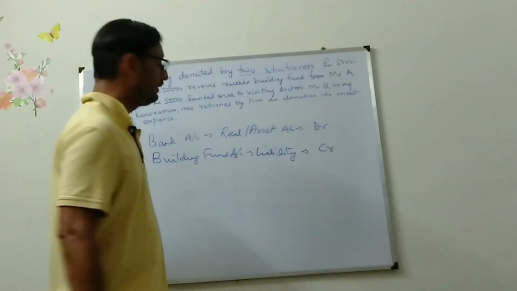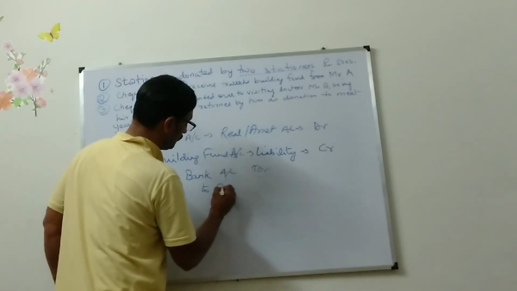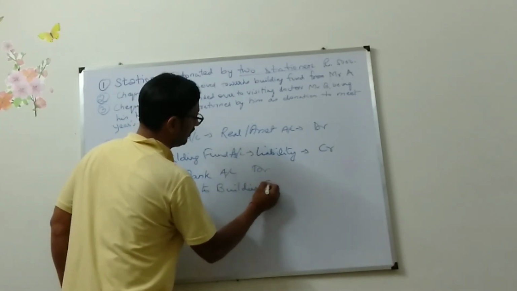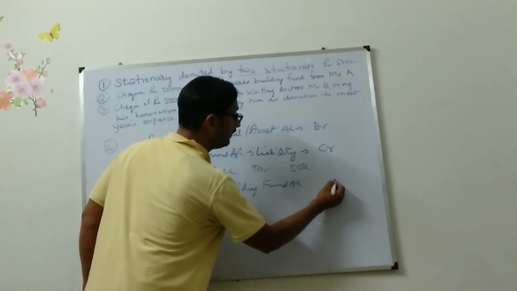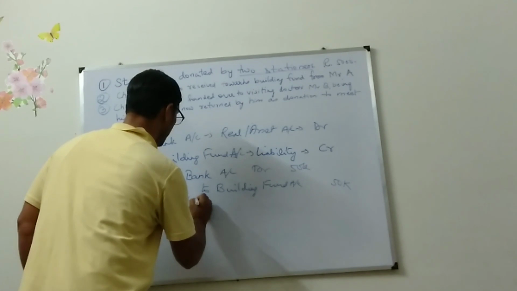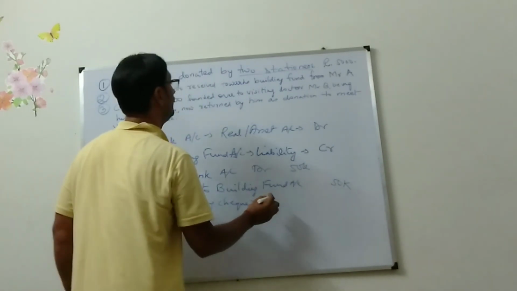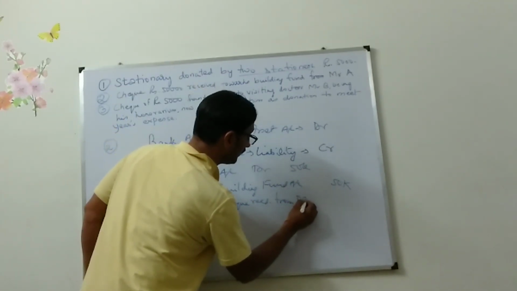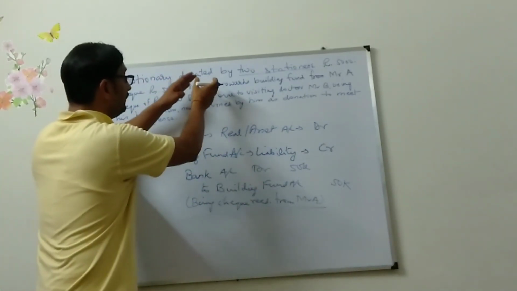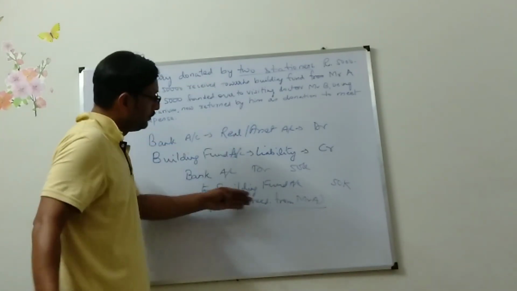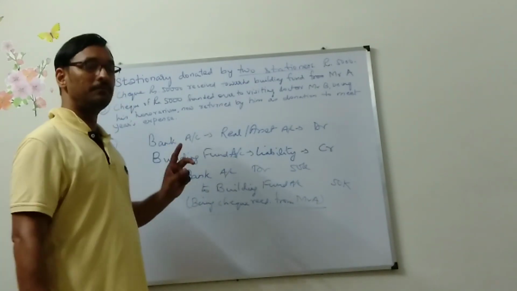So what entry will you be making? Bank account debit to building fund account. Amount is 50,000. I am writing 50K. K means 1000. Being check received from Mr. A. Here you need to write the name of that person, Mr. A. For what purpose? It's already been given. Whatever you could not mention in the entry, you need to mention in the narration. So the second one is completed.